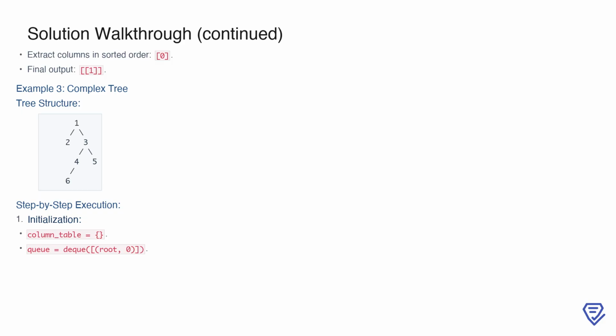Moving on to a more complex example, we have a larger tree with the root node 1, which has 2 children, 2 on the left and 3 on the right. Node 3 further branches out to nodes 4 and 5, and node 4 has an additional left child 6.